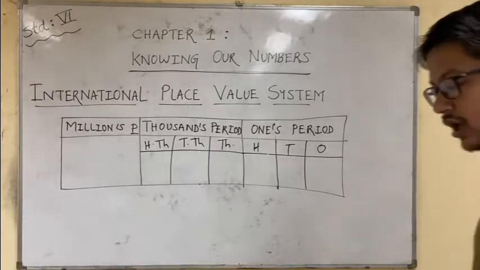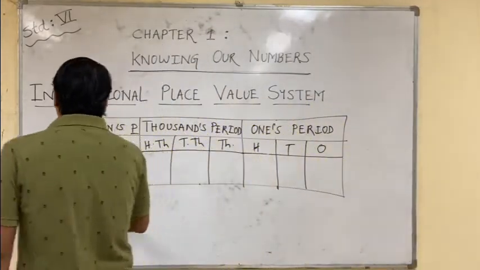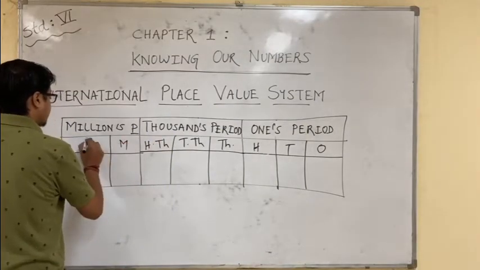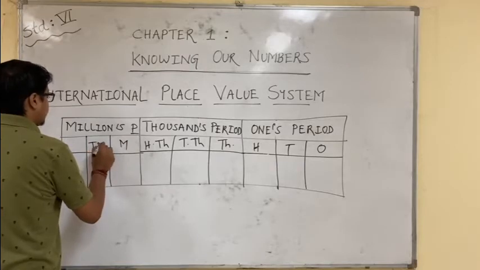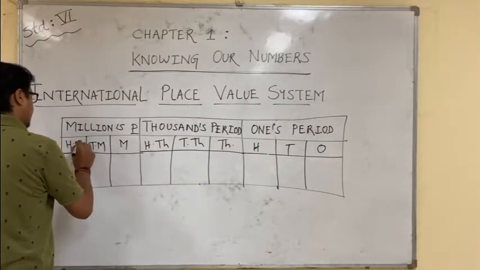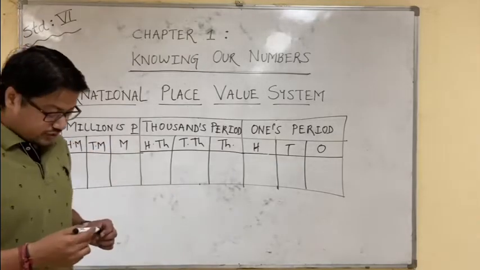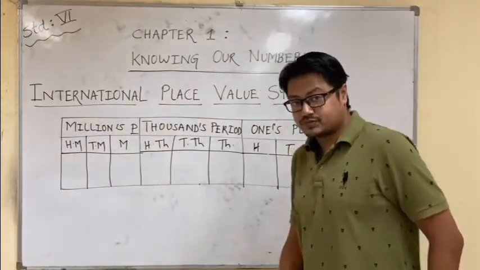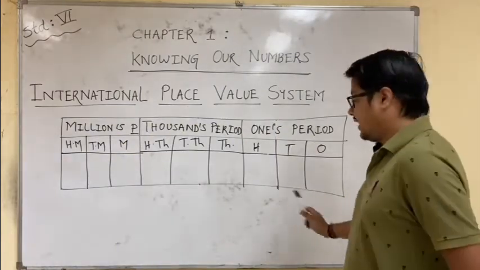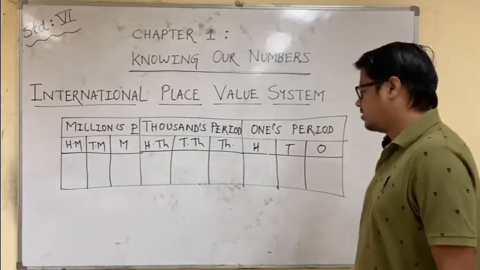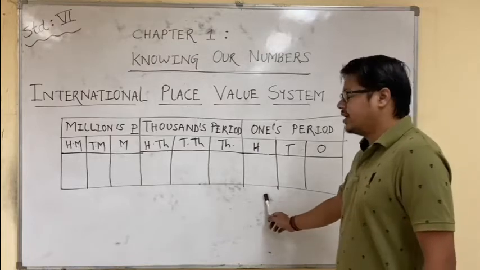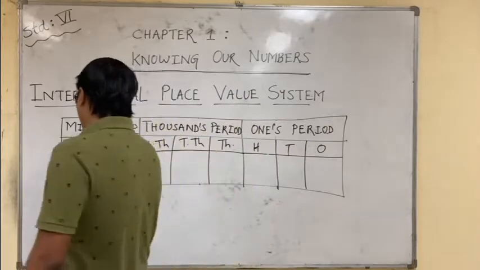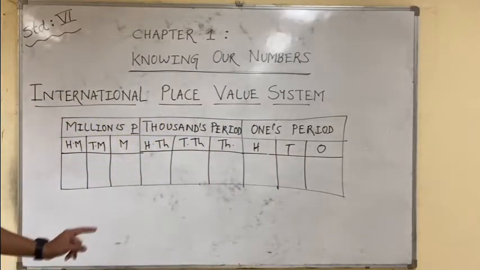Okay. Millions period also has 3 places. What will we name them? Million, 10 million and 100 million. So students, just compare your things with Indian and international. Indian place value I will revise. In Indian place value, the places are like this: ones, tens, 100, 1,000, 10,000, lakh, 10 lakh, crore, 10 crore. So you will have a basic idea.